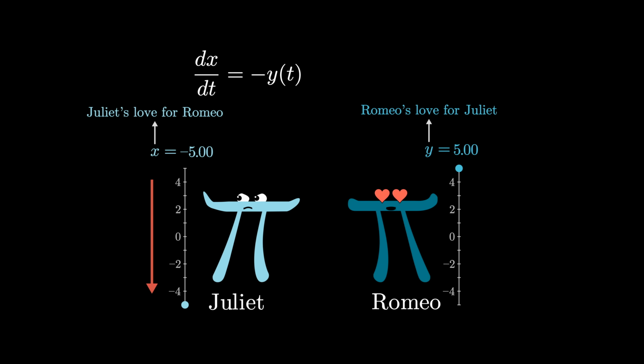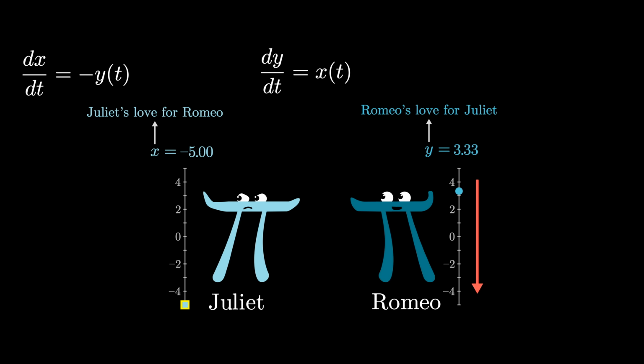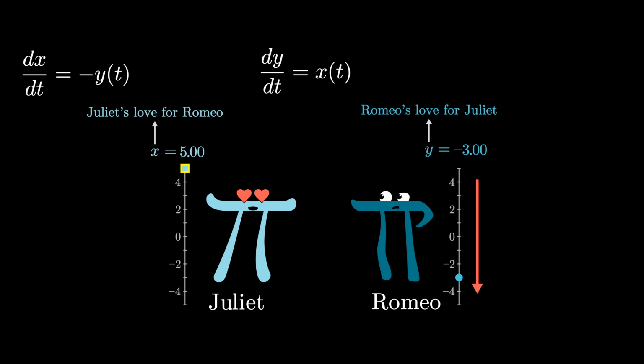Romeo, on the other hand, is the opposite. The rate of change of his love is equal to the size of Juliet's love. So while Juliet is mad at him, his affections tend to decrease. Whereas if she loves him, that's when his feelings grow.